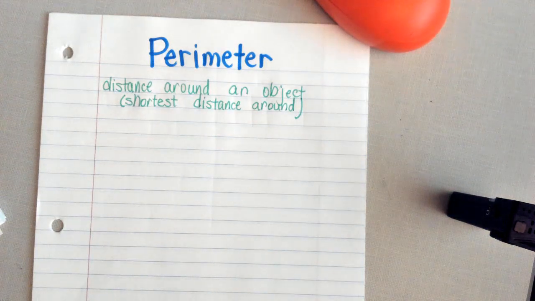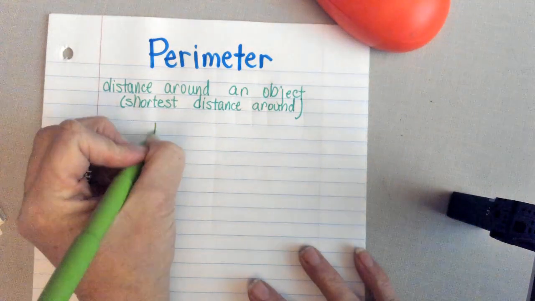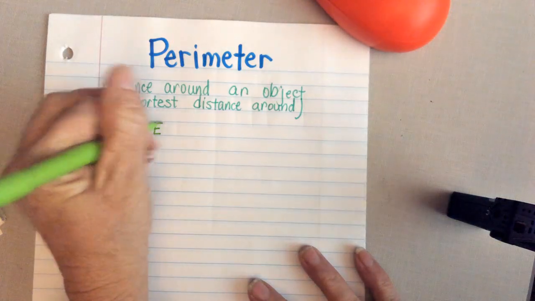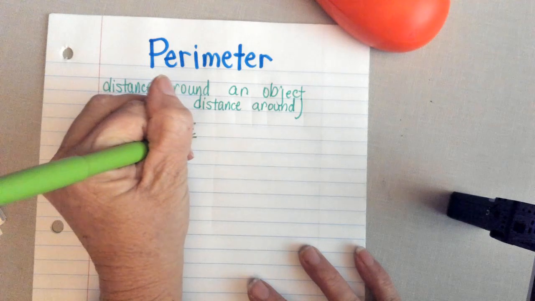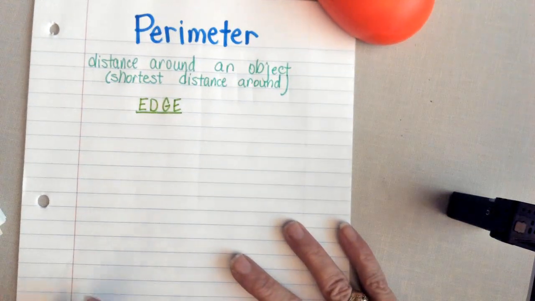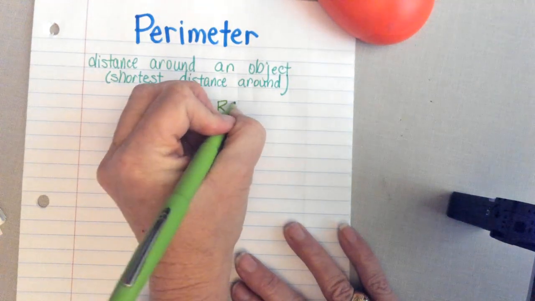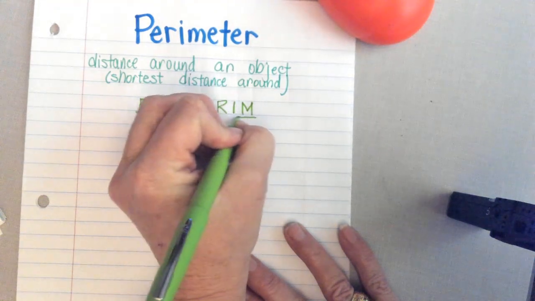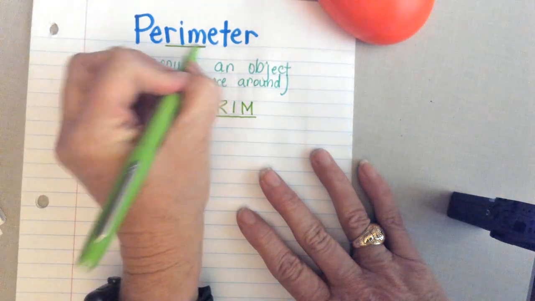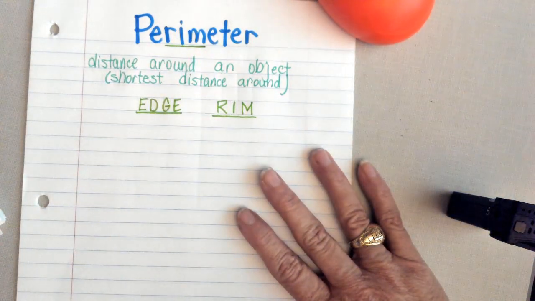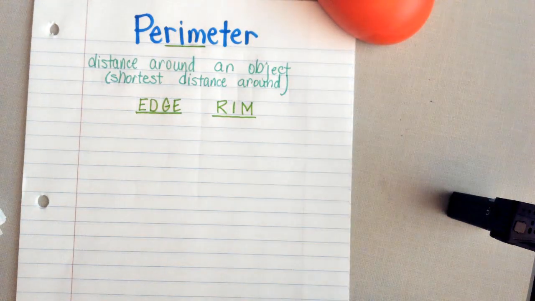Okay? Some words that come to mind when I think about perimeter might be the word edge. Okay? And sometimes you hear the word the rim. Rim is kind of easy to remember because do we have the word rim in the word perimeter? Yes, we do. Okay? I'll give you a second to get caught up with me.